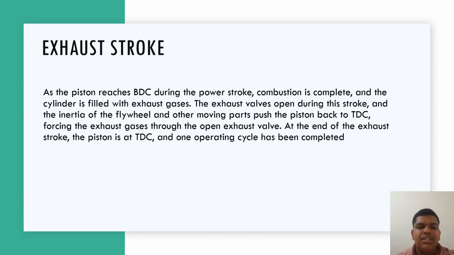Exhaust stroke. As the piston reaches BDC during the power stroke, combustion is completed and the cylinder is filled with exhaust gases. The exhaust valve opens during the stroke, and the inertia of the flywheel and other moving parts push the piston back to TDC, forcing the exhaust gases through the open exhaust valve. At the end of the exhaust stroke, the piston is at TDC and one operating cycle has been completed.